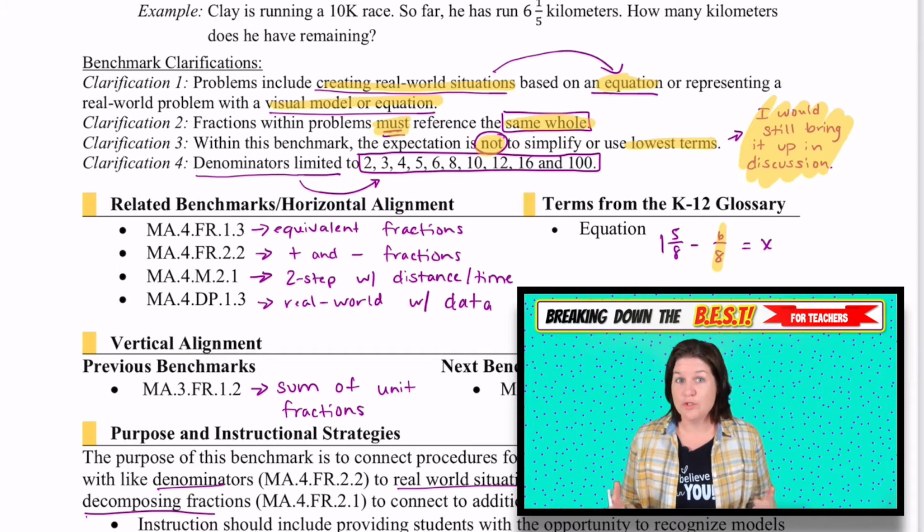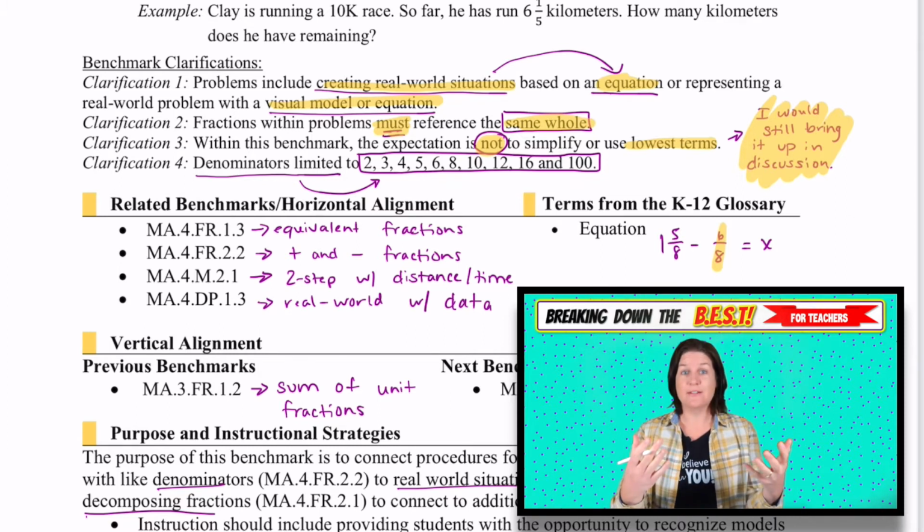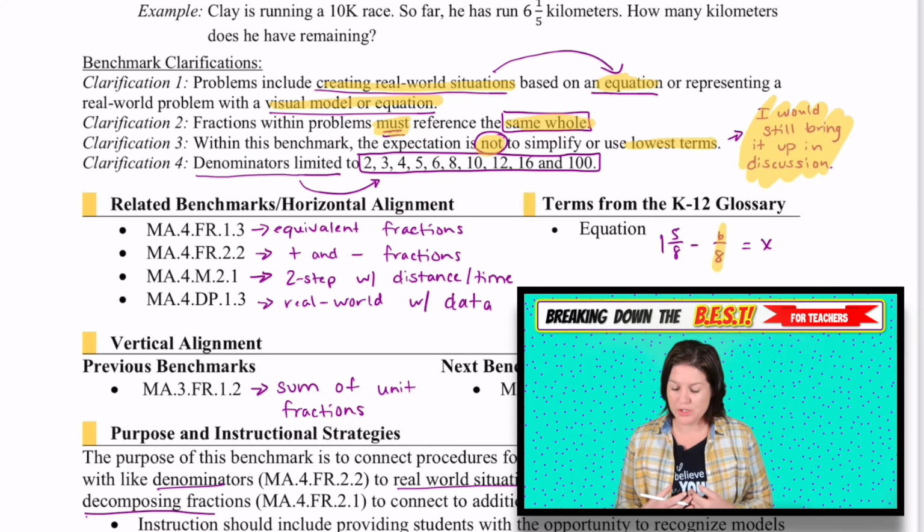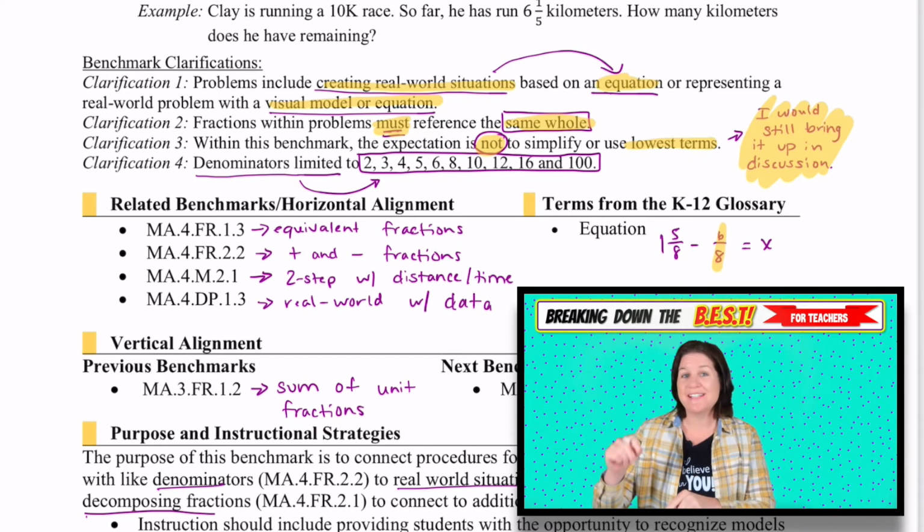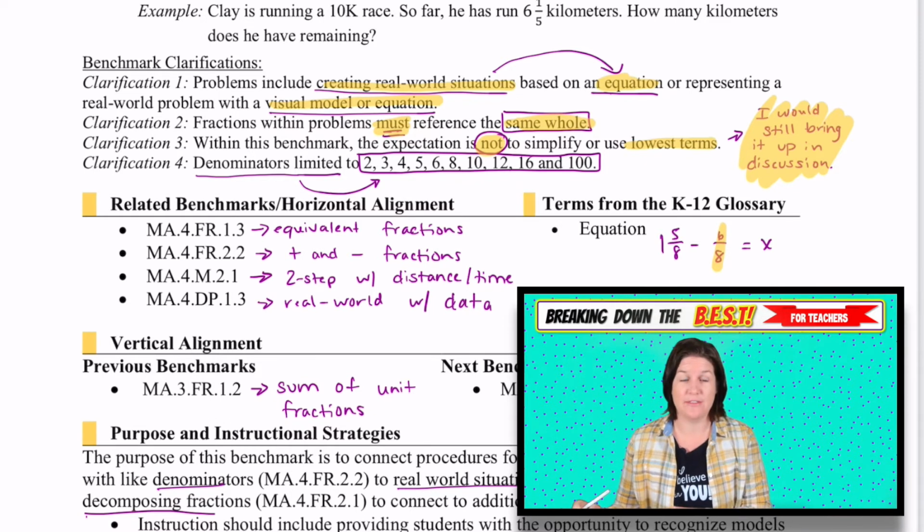Or 2/4. That's the same as 1/2. Bring it up in conversation now, but the expectation is not that they have to simplify it at the end. If they get an answer that says 6/8, they do not have to reduce it. Okay?